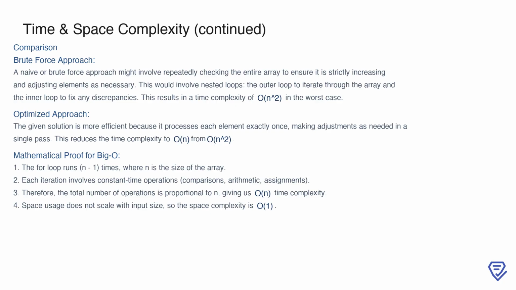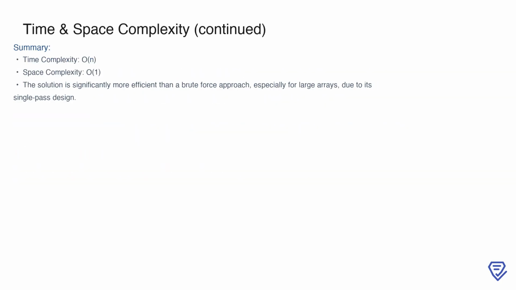Additionally, since no extra memory is used beyond the two variables, the space complexity remains O(1). To summarize, the solution achieves a time complexity of O(n) and a space complexity of O(1). Its single-pass design makes it far more efficient than a brute force approach, particularly for larger arrays. By processing each element exactly once and making adjustments in place, the algorithm minimizes both time and space usage, making it a practical and scalable solution for this problem.